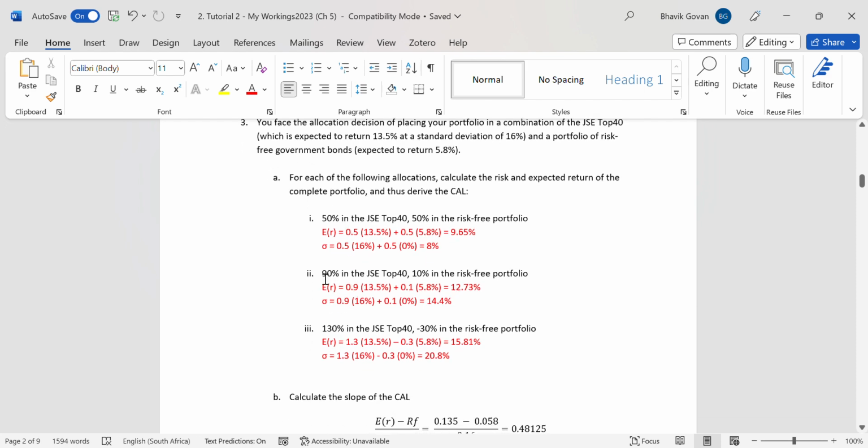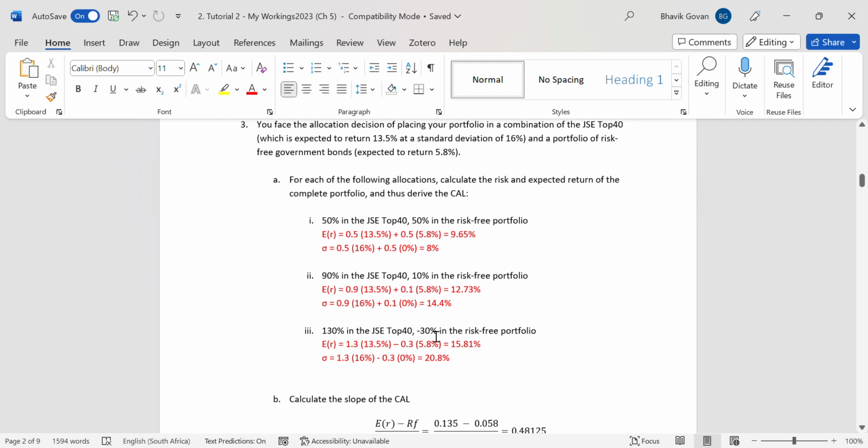You do the exact same thing for part 2 and for part 3. Let's just do part 3: 130% in the JSE Top 40 and negative 30% in the risk-free portfolio. So the return will be 1.3 times the 13.5% return from the JSE minus 0.3 times the return of the government bonds of 5.8%. That basically means that in this case we're borrowing. A negative basically means that we're borrowing. So we get a return of 15.81%.